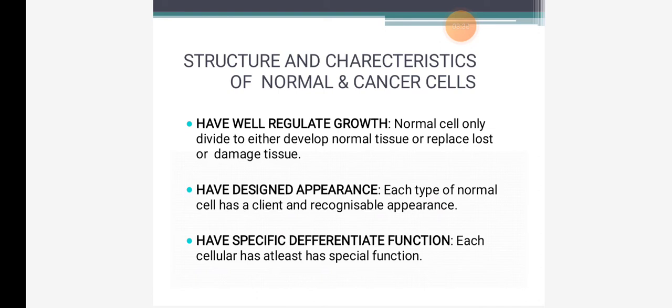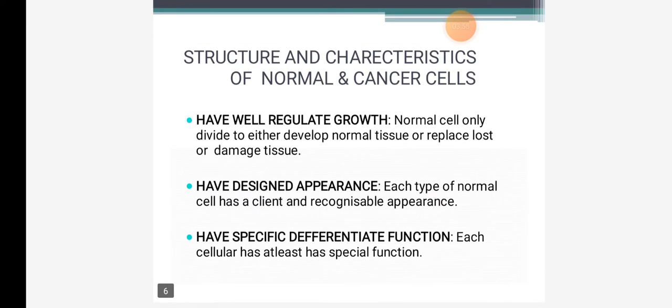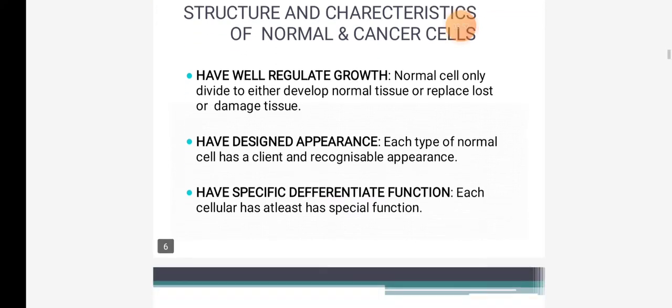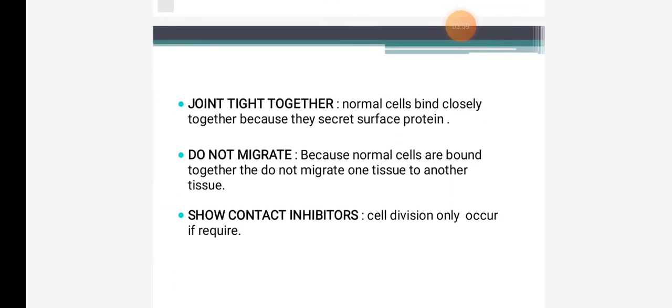Our skin cells are very sensitive and protect our body. The kidney cells are different, and the musculoskeletal system cells are different. In our body, every cell has a specific function, so these cells are called differentiated. Then they are joined tightly together. Normal cells always bind closely together because they secrete surface protein, and because of that surface protein these cells are joined together.